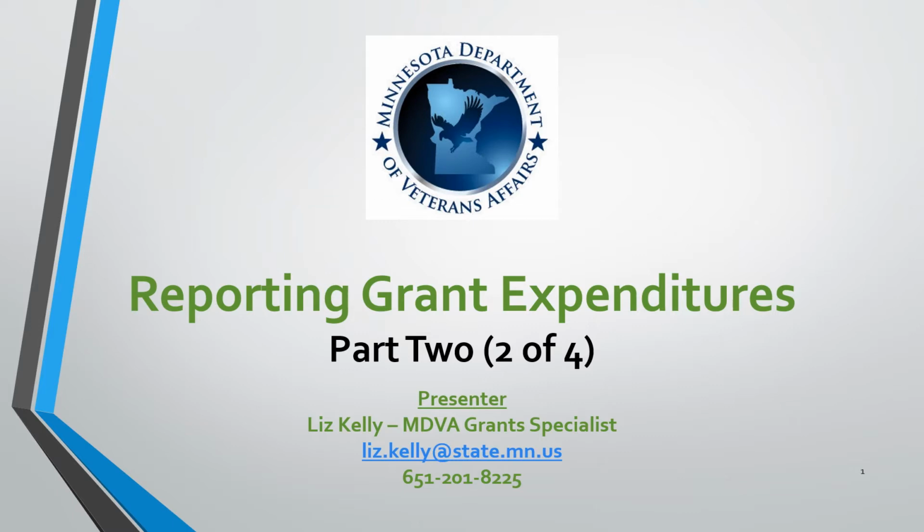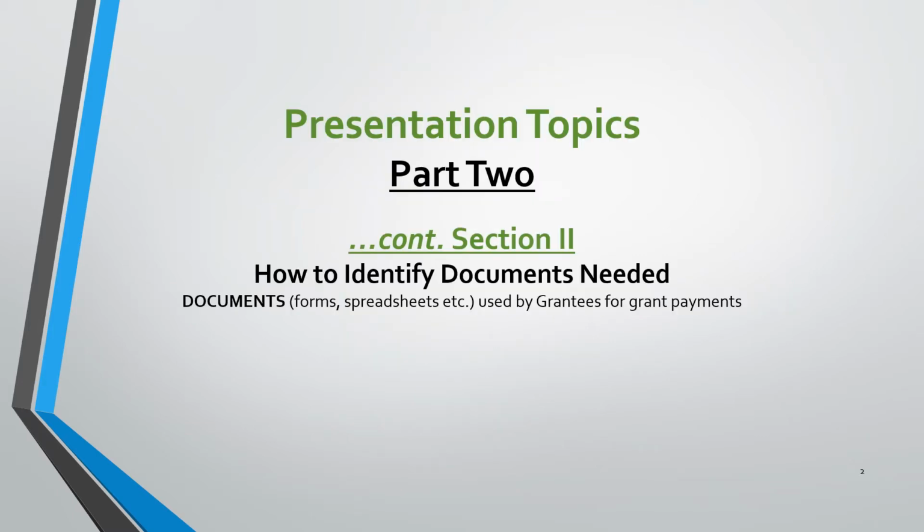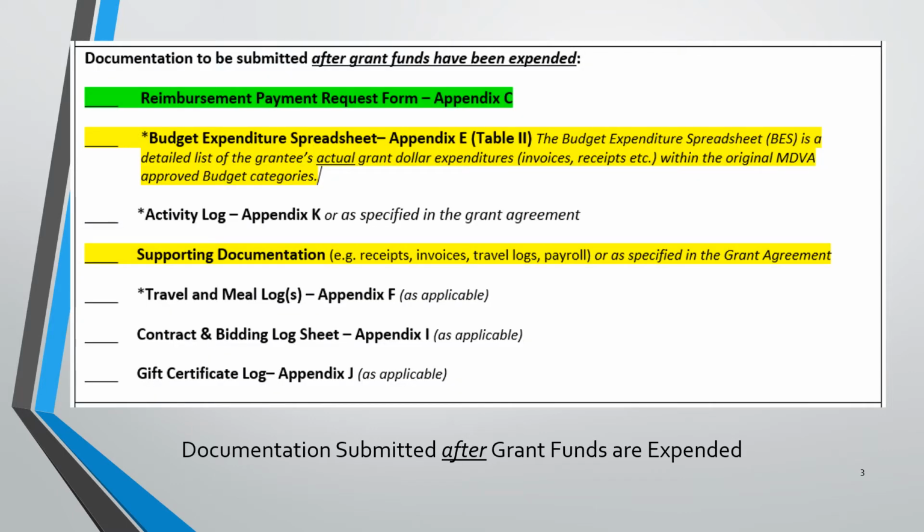This presentation is part 2 of a 4-part series called Reporting Grant Expenditures. In this presentation, we will continue from where we left off in part 1, looking at all the forms and spreadsheets that grantees will use to report grant expenditures. This is a closer look at that middle section on the documentation checklist, the section labeled Documentation to be submitted after grant funds have been expended.